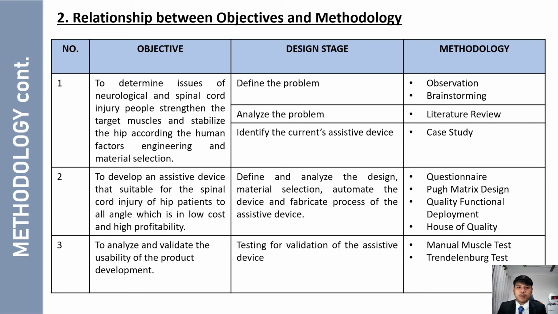Other methods will also be used to determine the features of the assistive device, such as the Pugh matrix design, quality function deployment, and house of quality. And lastly, to achieve Objective 3, manual muscle testing and Trendelenburg tests will be done to show the results of the methods that have been conducted.